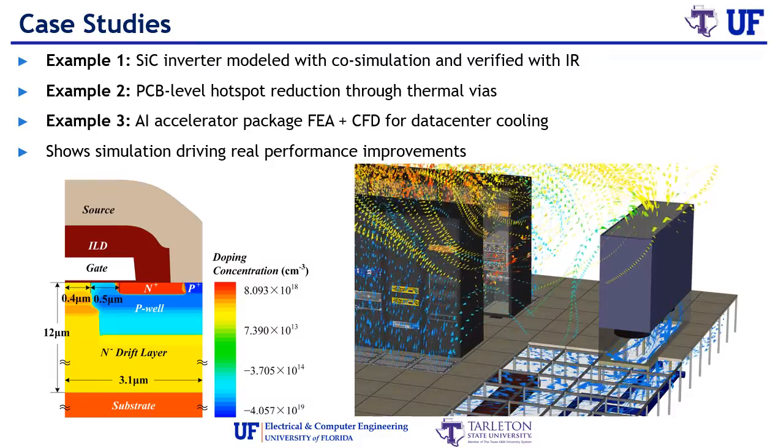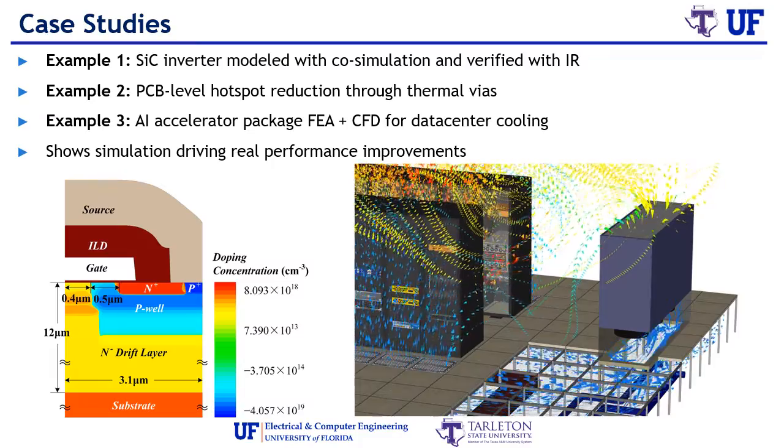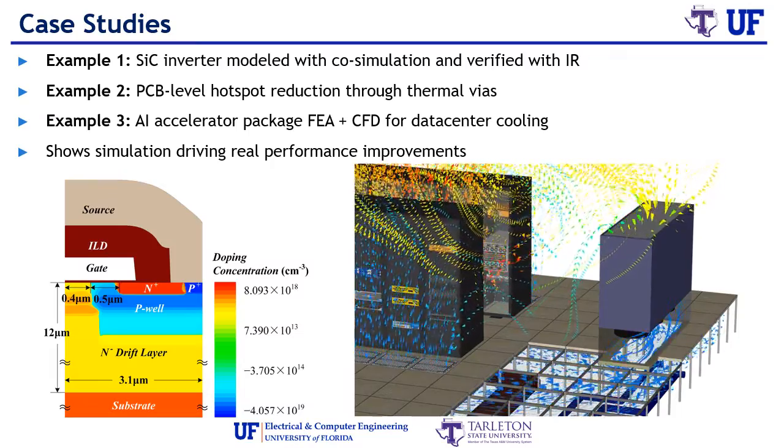Now let's close with a few real world examples. In a SiC inverter module, thermal co-simulation was used to optimize gate driver layout and reduce hotspots. In another case, a data center AI chip used hybrid FEA and CFD to refine its cooling system before tapeout. Finally, PCB level simulation helped eliminate hotspots in a compact drone and control board, allowing higher power density without increasing board size. Each of these cases shows how thermal simulation transforms design from guesswork to engineering precision.